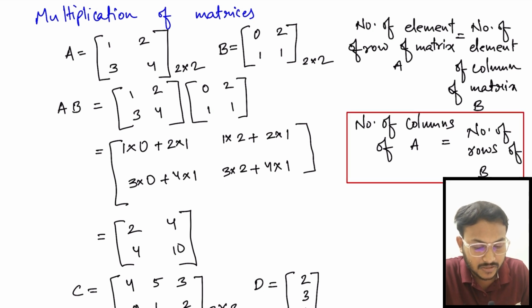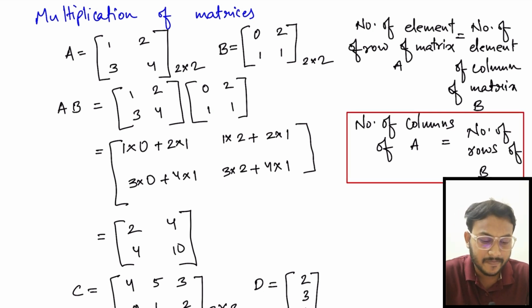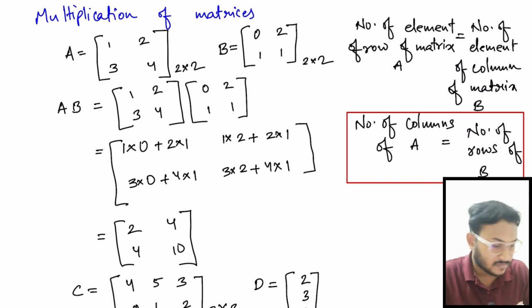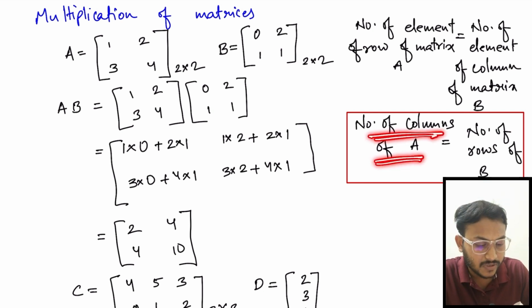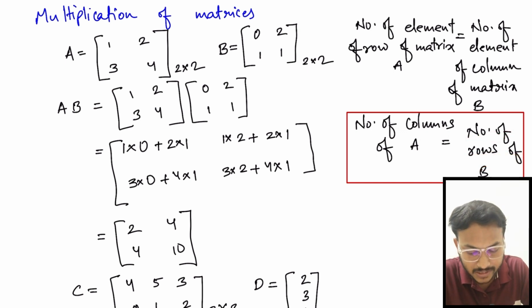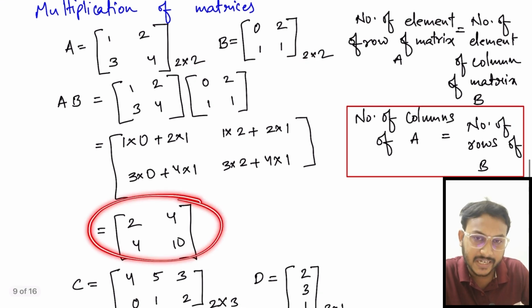This condition is a must for multiplication of two matrices. If this condition is not satisfied, then matrix multiplication is not defined. For example, see here: the number of columns of A, where A means the first matrix, and the number of rows of B, where B means the second matrix. You can see the columns of the first matrix is 2, the rows of the second matrix is 2, which is equal. That means we can multiply and we can have a result.